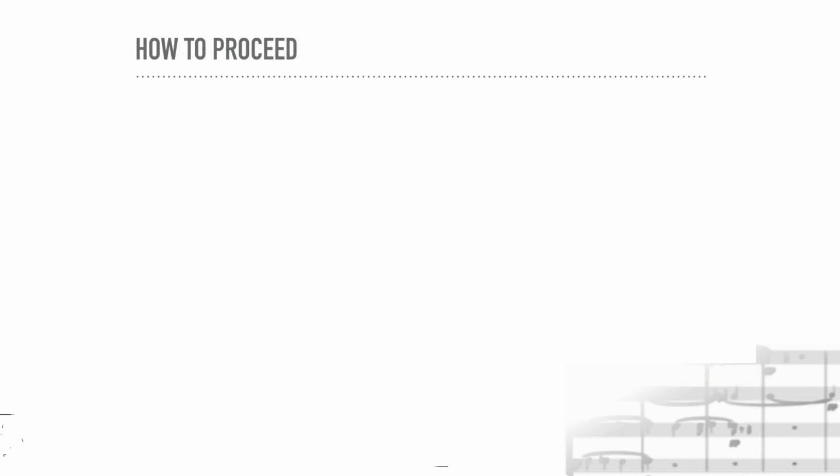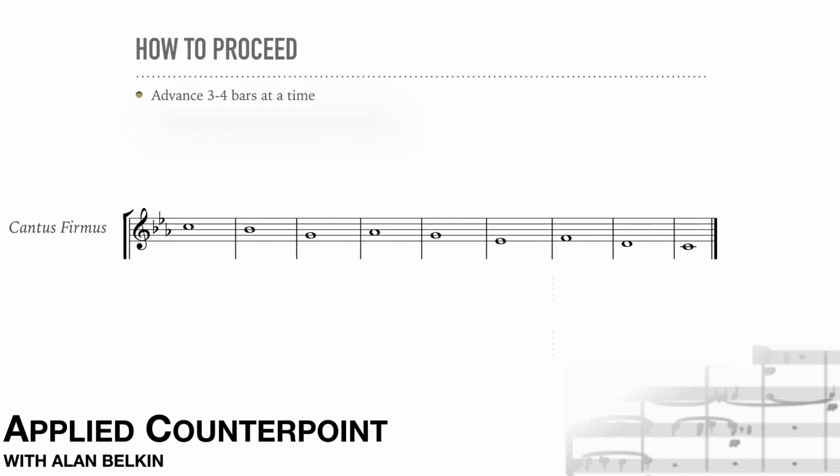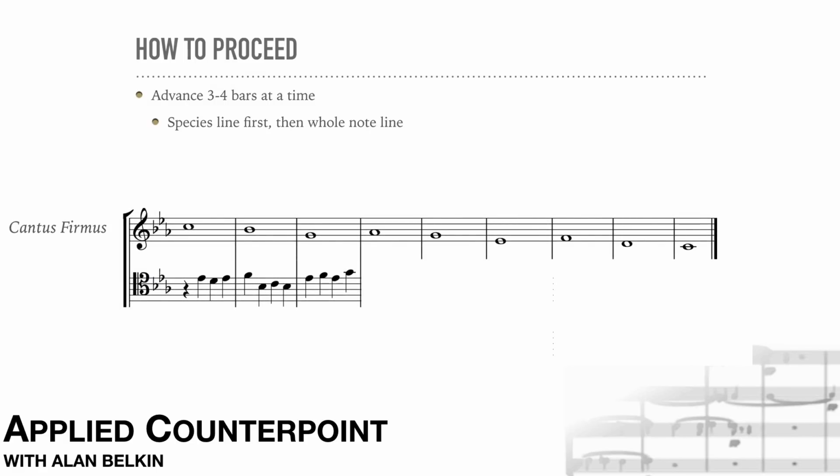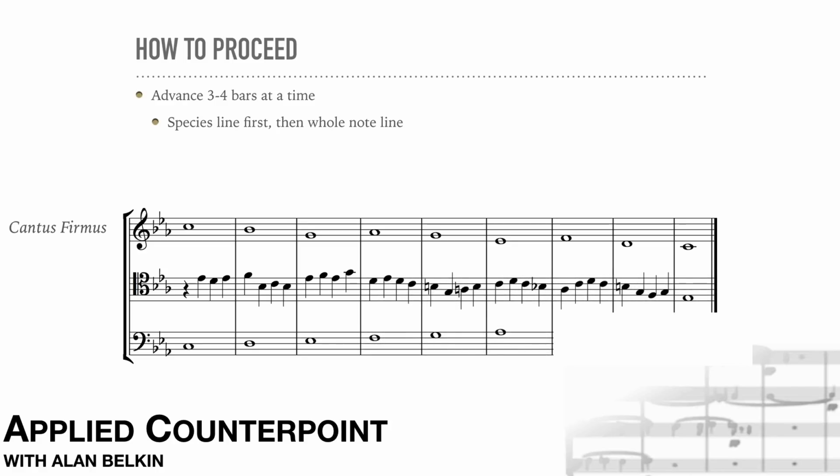So what is the best way to proceed with three-part species counterpoint? Once you've decided which voices you'll use and where to place the cantus, the best method is to write 3 or 4 bars of the species line, then try to fill in the remaining line in whole notes. Continue like this, a few bars at a time, till the end.